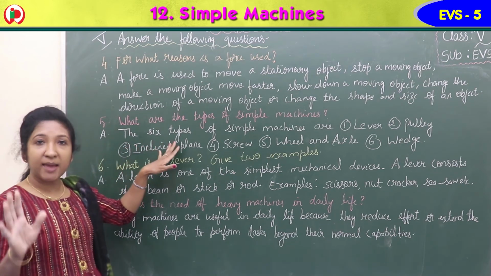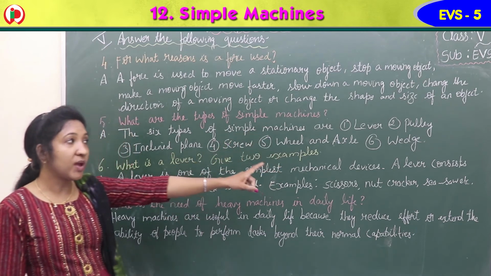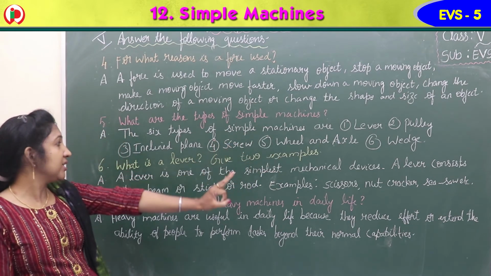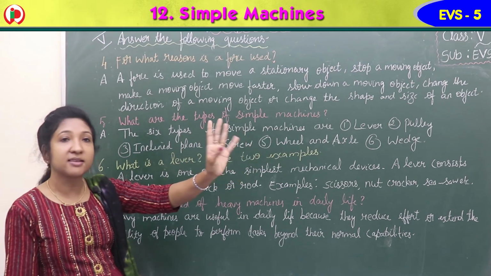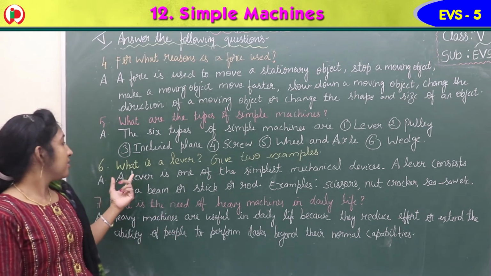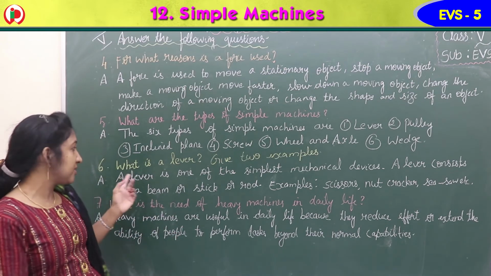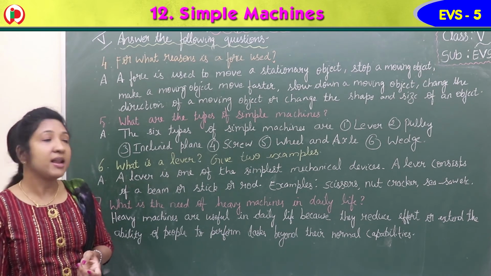So there are 6 types of simple machines. The 6 types of simple machines are: first, lever; second, pulley; third, inclined plane; fourth, screw; fifth, wheel and axle; and sixth, wedge. These are the 6 types of simple machines. So coming to the 6th question, read: What is a lever?